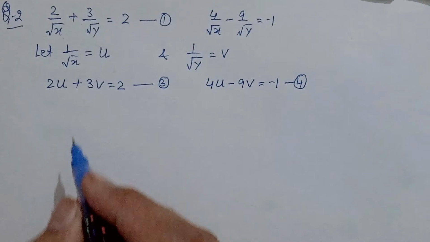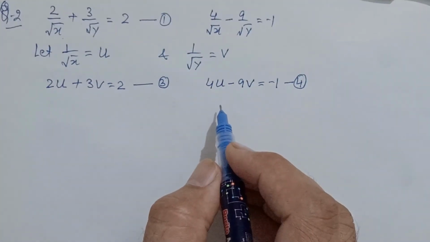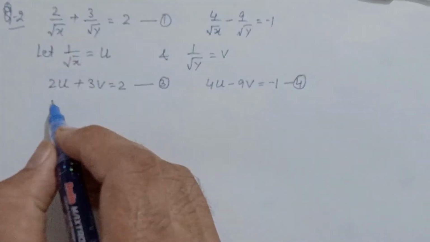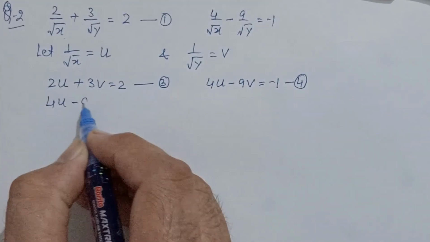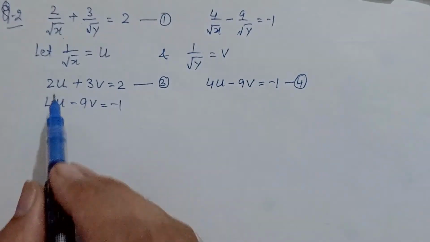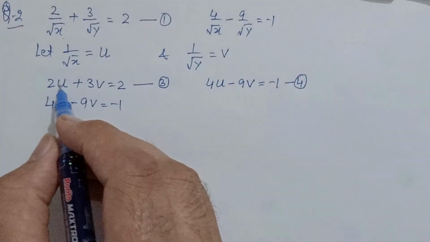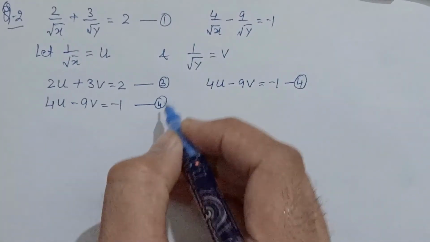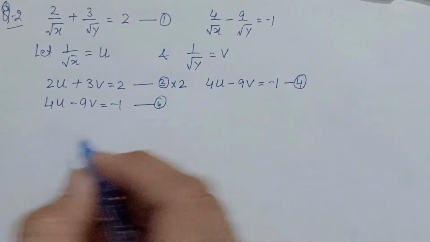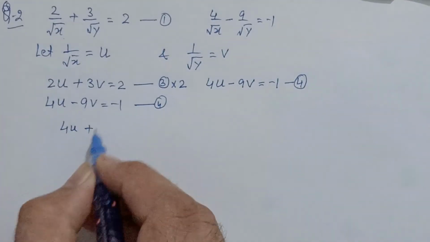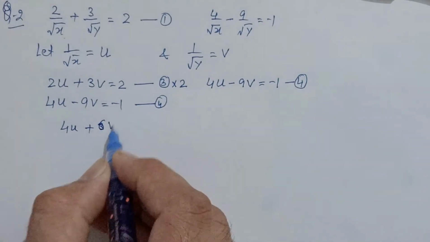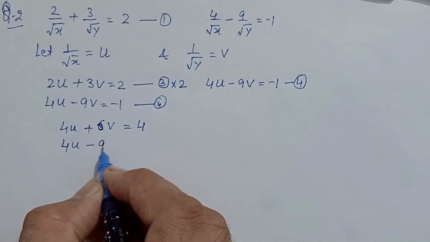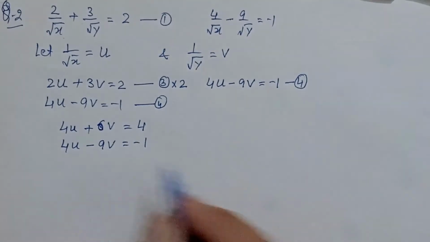Now again we can solve these two equations with the help of the cross multiplication method, elimination method or substitution method. So I am writing this equation number 4 here. Now make the coefficient of u equal. Here it is 2u and here it is 4u. So multiply this equation by 2. It becomes 4u plus 6v is equal to 4. And the next equation is 4u minus 9v is equal to minus 1.